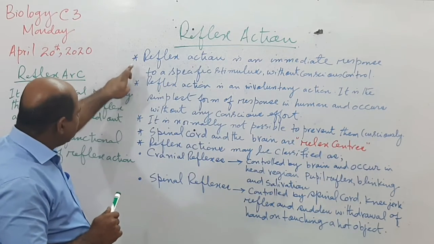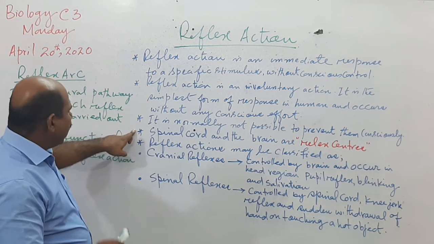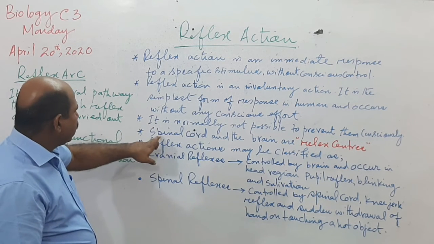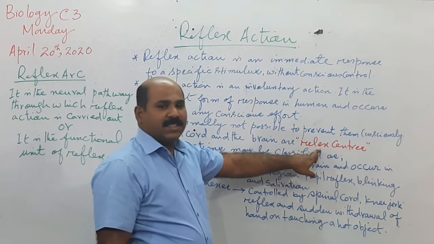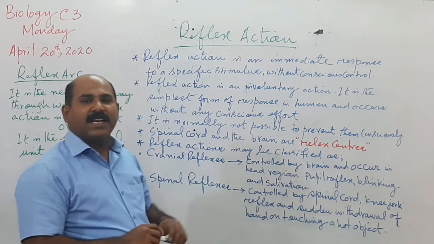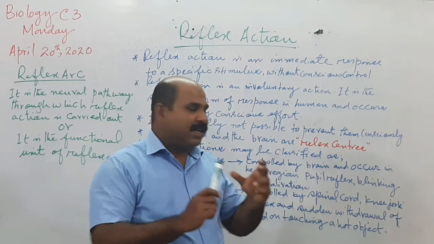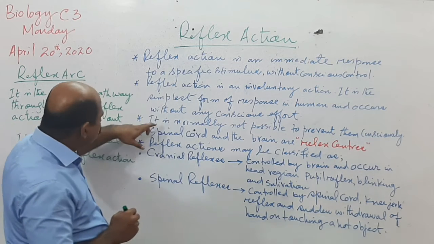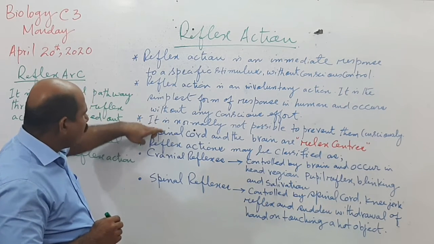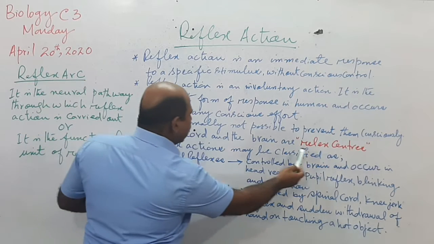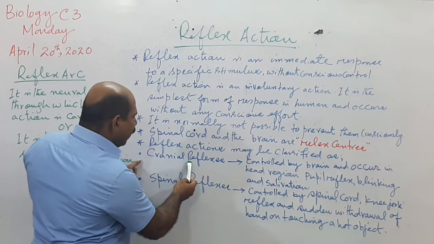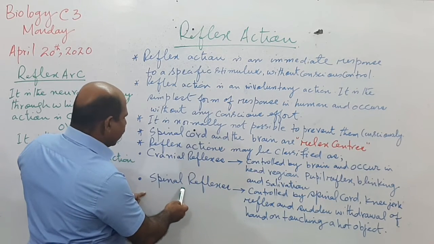And the reflex actions are of two different types. The spinal cord and brain are the reflex centers. So there are two reflex centers, one is the brain and the other is the spinal cord. On the basis of this we can say the reflex action may be classified as cranial reflexes and spinal reflexes.